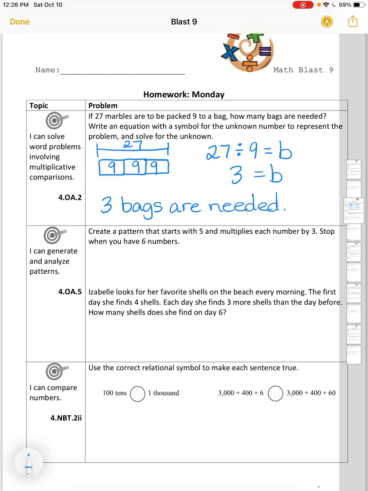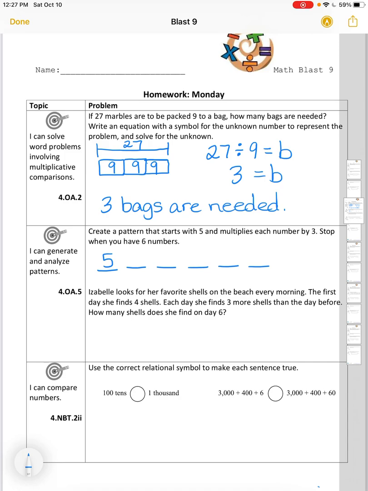I can generate and analyze patterns. Create a pattern that starts with 5 and multiplies each number by 3. Stop when you have 6 numbers. So I know that I need to start with 5, and that's the first number in my pattern, and it wants me to have 6 numbers, so I'm going to draw lines to represent where I need more numbers.